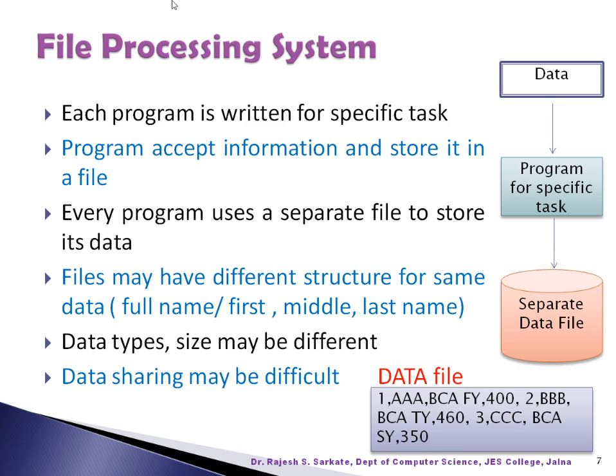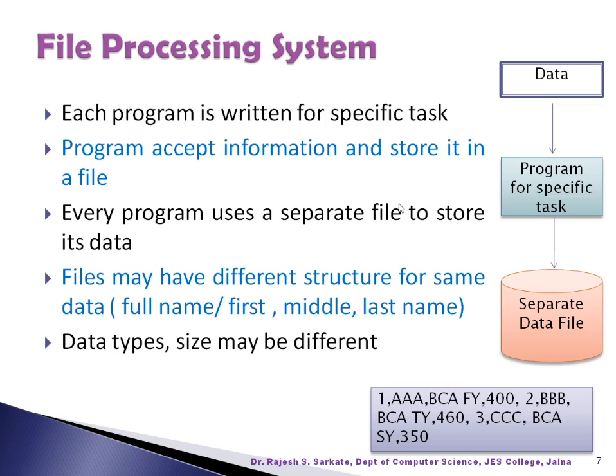In the file processing system, again every program had its own file. This file was not shareable. That means suppose another program wants to get the data from the admission, then it was not possible because that program was written only for that particular task. The library program cannot access the information present in the admission file because this admission file was created only for the admission program. So data sharing was difficult because of maybe different structure of the file, different data sizes, so data was not easily shared between the programs. So these are some issues regarding the file processing system.